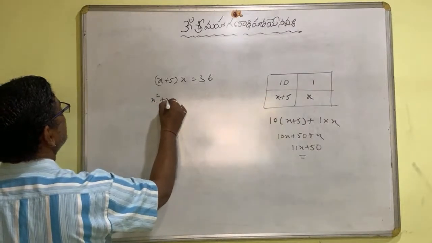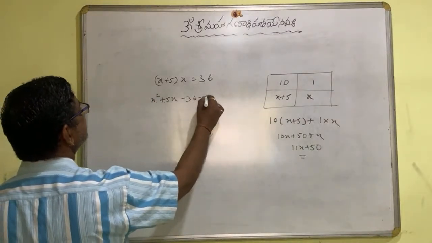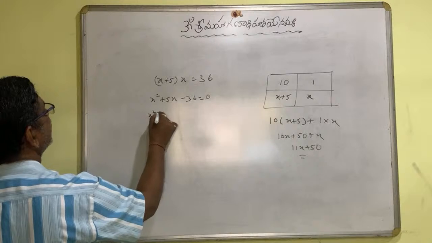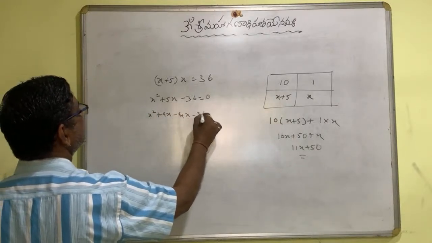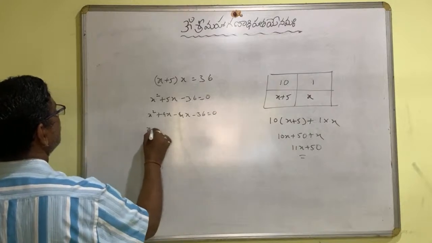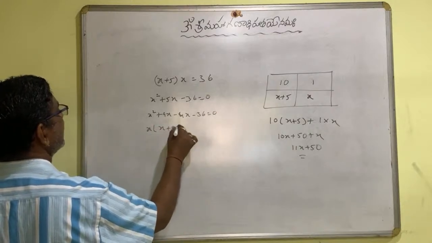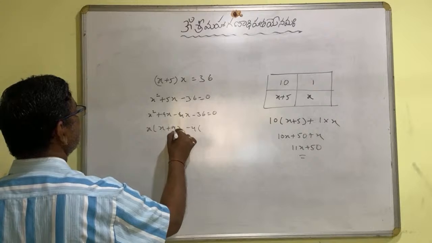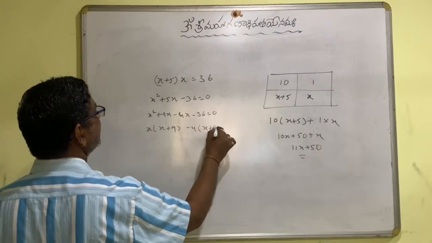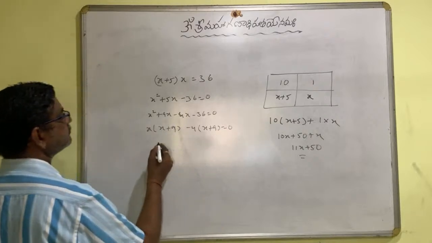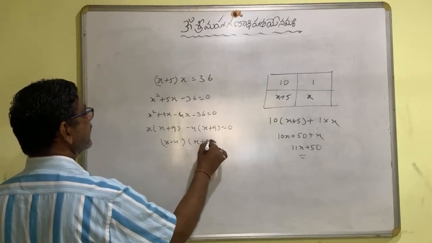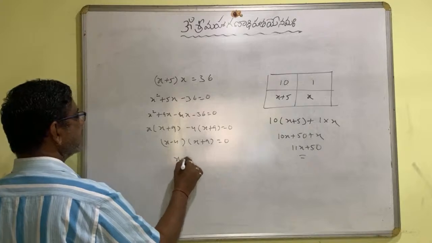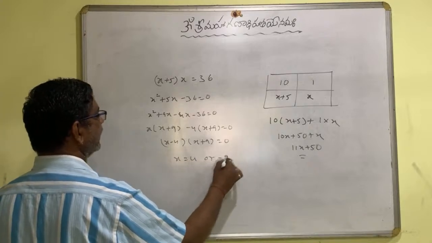x square plus 5x minus 36 is equal to 0. x square plus 9x minus 4x minus 36 is 0. Take x common from the first two terms: x into (x plus 9), minus 4 common from the last two: minus 4 into (x plus 9) is equal to 0. So (x minus 4) into (x plus 9) is 0. That means x is 4 or negative 9.